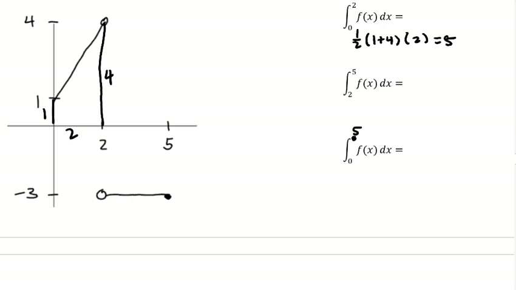I'm going to go over here, and maybe I'll do this in a slightly different color. Okay, this is going to be, it looks like a square, so it's going to have width 3 and height -3. So it's going to equal 3 times -3, which equals -9.